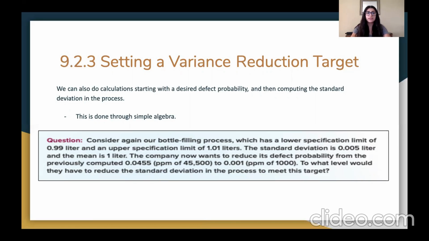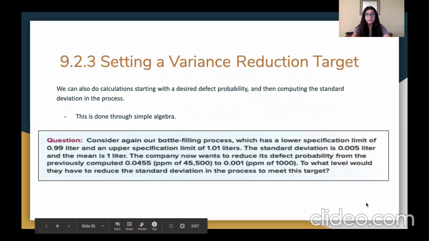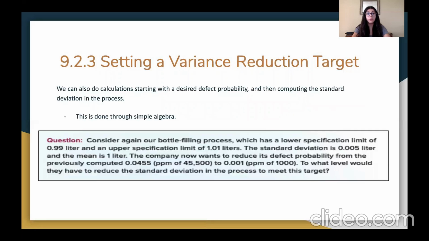So looking at our question, we have: consider again our bottle filling process, which has a lower specification limit of 0.99 and an upper specification limit of 1.01. The standard deviation is 0.005 liter and the mean is 1 liter. The company now wants to reduce its defect probability from the previously computed 0.0455 to 0.001. To what level would they have to reduce the standard deviation in the process to meet this target?